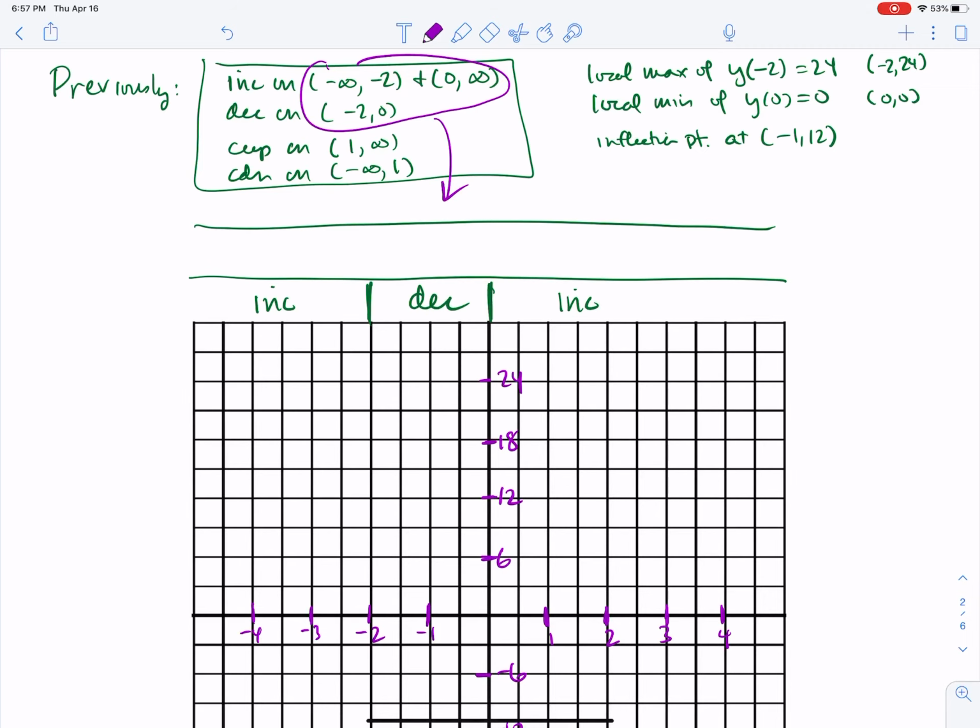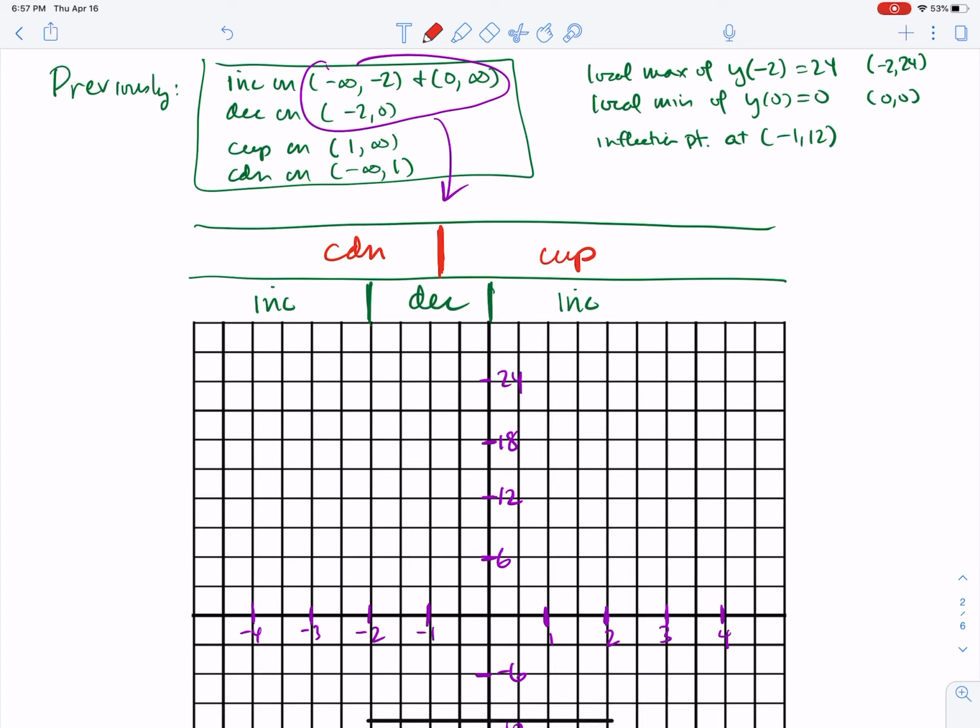And then for my concave up, concave down, I know that there's a dividing line at -1. Over here, it's concave down. Over here, it's concave up.